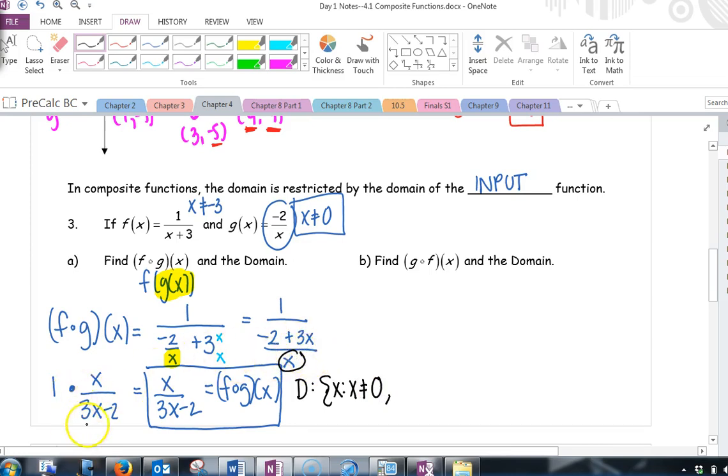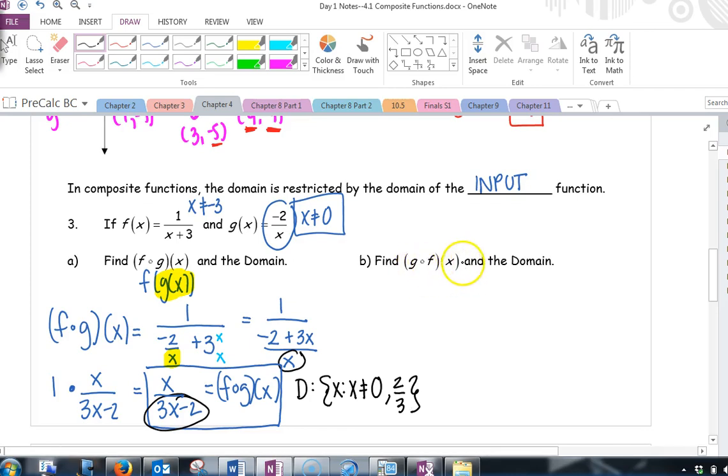However, when you do the reciprocal, you suddenly have a new denominator. So now, x also can't be another value. 3x minus 2 equals 0. Solve for x. X can also not be 2/3. Okay, so both of those values cannot be x.